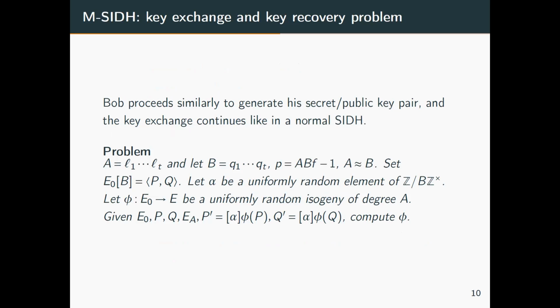First, the setting for the MSIDH: let phi be a uniformly random isogeny from E0 to E_A of degree A. And the problem is: given E0, P, Q, E_A, and P prime, Q prime, compute phi.